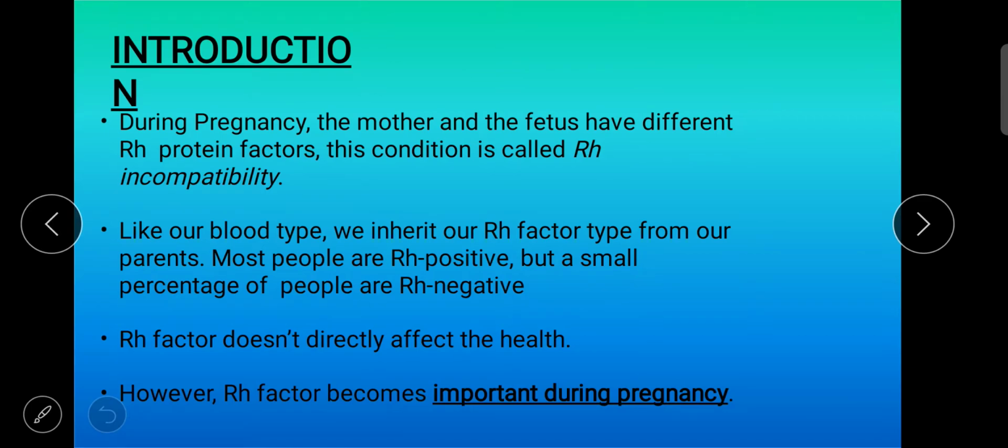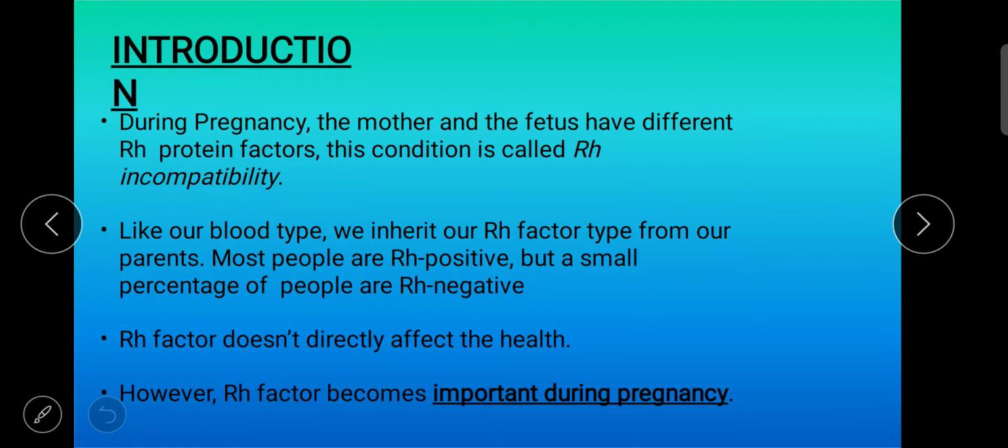Starting with the introduction. During pregnancy, if the mother and the fetus have different RH protein factors, this condition is called RH incompatibility. Like our blood type, we inherit our RH factor type from our parents.